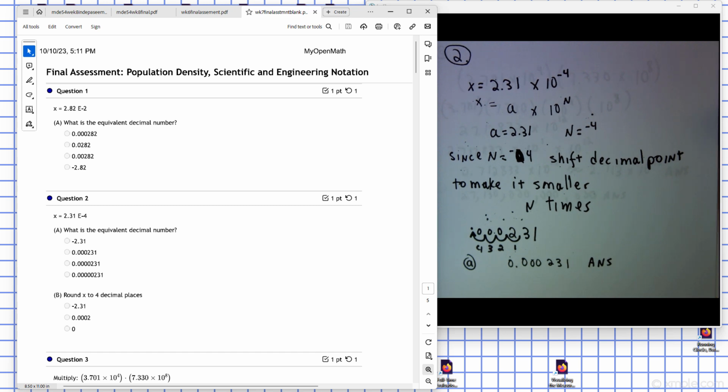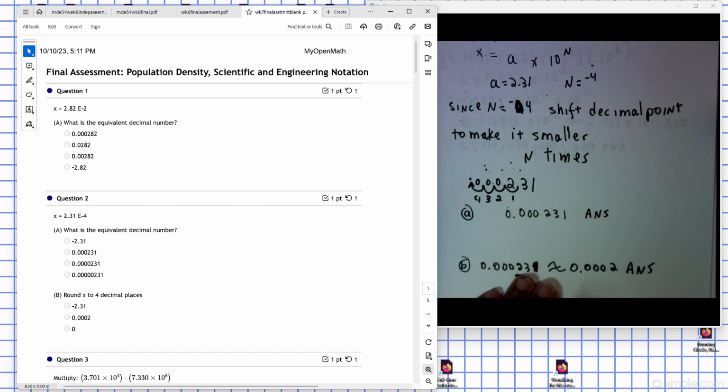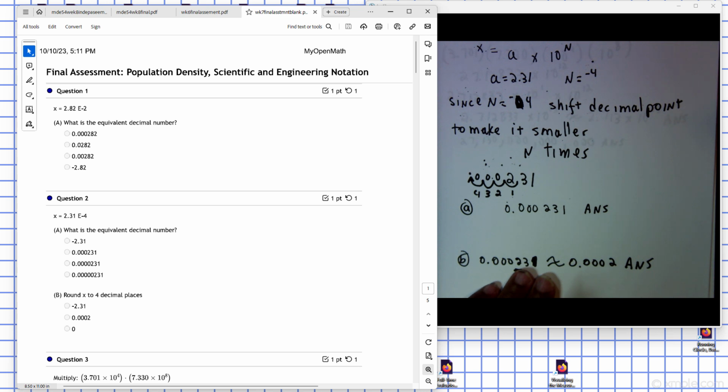And part B for that, rounding it to 4 decimal places. So that's 4 decimal places there. Check digit is here. Rounding it to 4 decimal places is this number here.